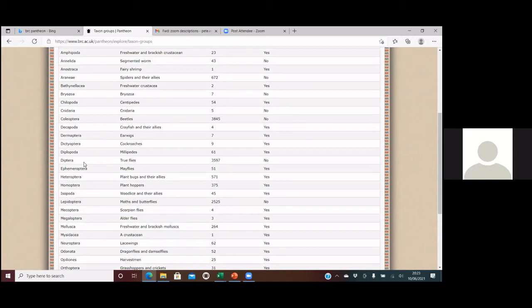So my group is the flies, Diptera, true flies. 3,597 of which are coded, but we know there are about 7,000 species in the UK, so that represents a little bit less than half. Of those that are coded, generally they are groups that we understand the ecological requirements of. So the hoverflies, the crane flies, soldier flies, robber flies, all those sorts of things are going to be in there. But some of the more difficult groups, the phorids, the fungus gnats are not yet in there.